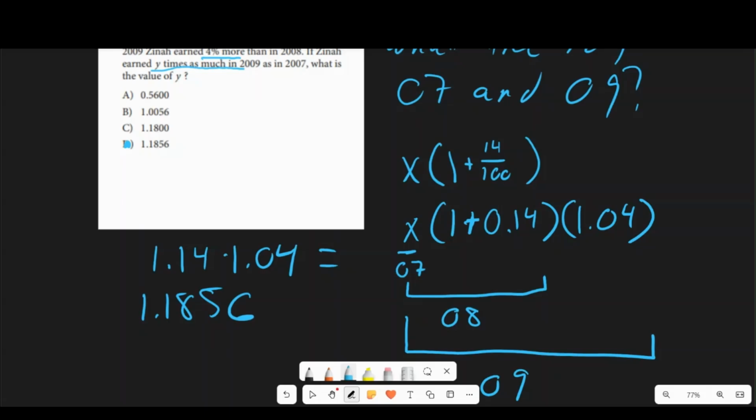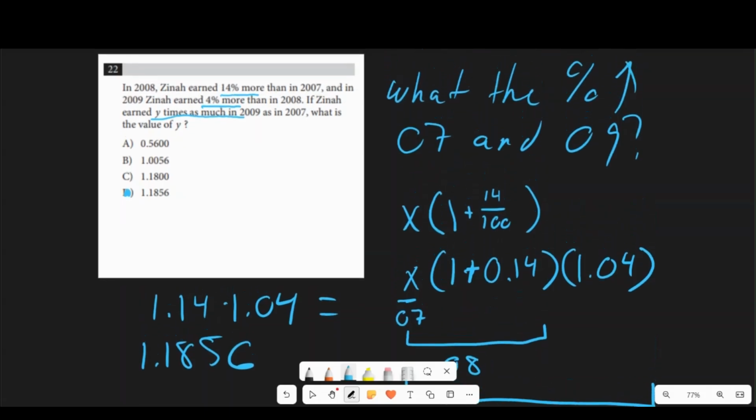So there you have it. This one, not a lot of math, but you definitely had to read the question very carefully and understand what they were asking. The main thing was realizing they were asking for the percentage increase from 2007 to 2009. You had to be careful and do this slowly and understand that when you have a percent increase, it's always going to be 1 plus the percentage. So that's one thing to remember.